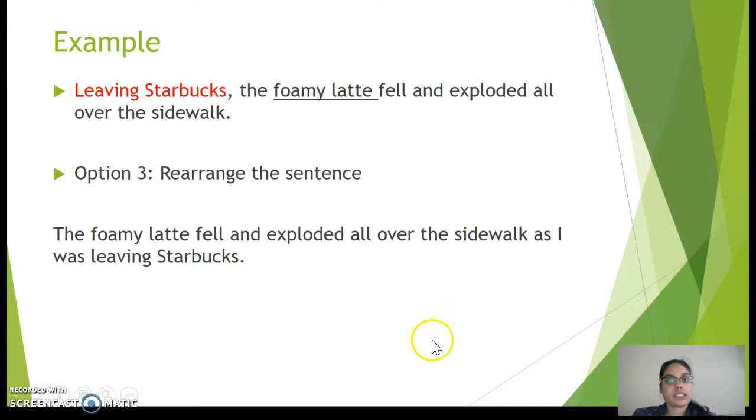Okay, and lastly, you can rearrange the entire sentence. So I have switched here the modifier and the sentence, and in doing that, I have put the modified noun closer to the modifier, so there's no confusion over what is being modified. So the rearranged sentence reads, "The foamy latte fell and exploded all over the sidewalk as I was leaving Starbucks." So again, who's leaving Starbucks is not unclear here. We know that I was leaving Starbucks.